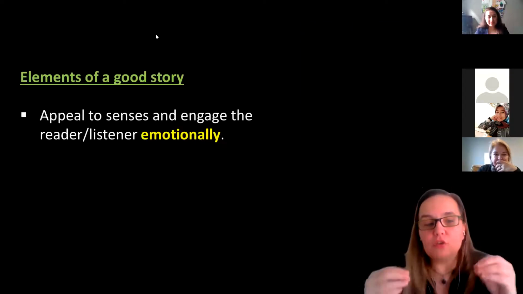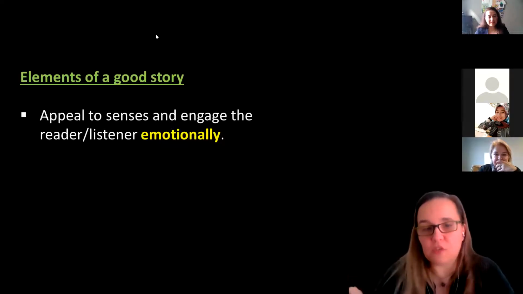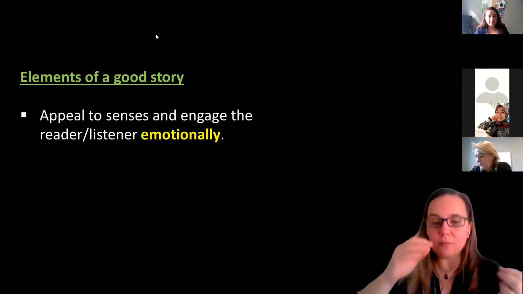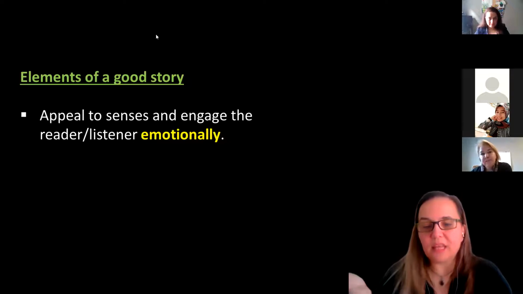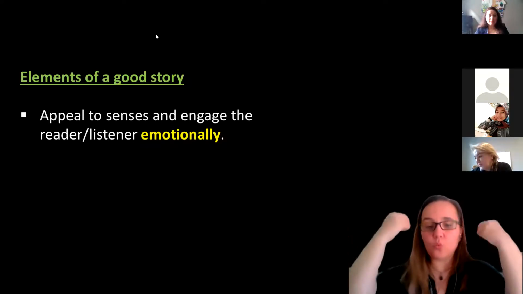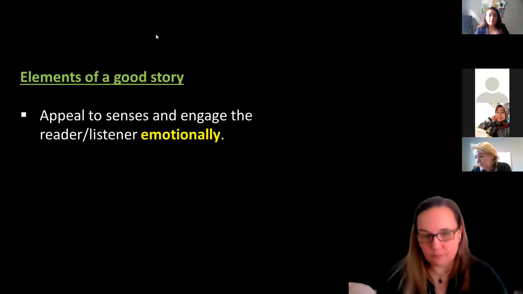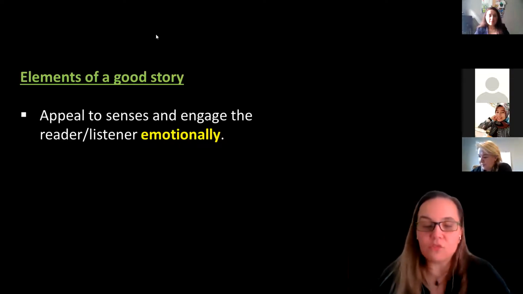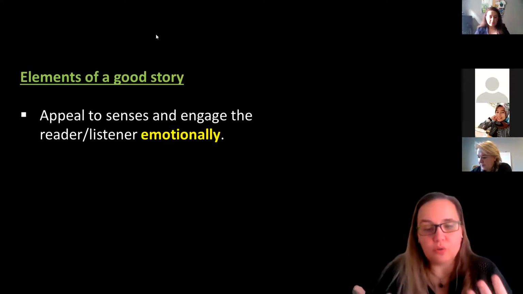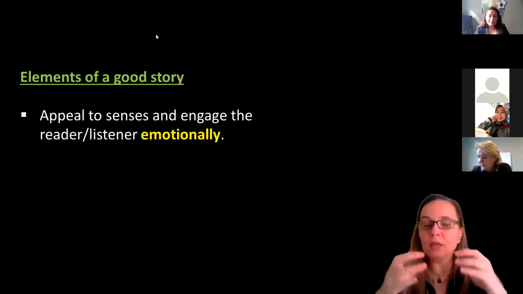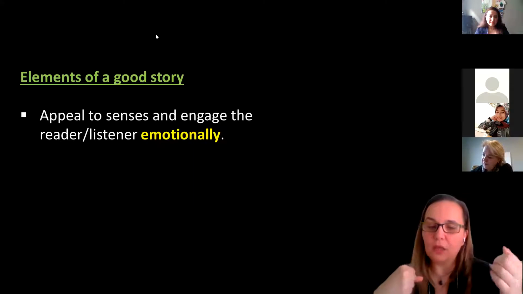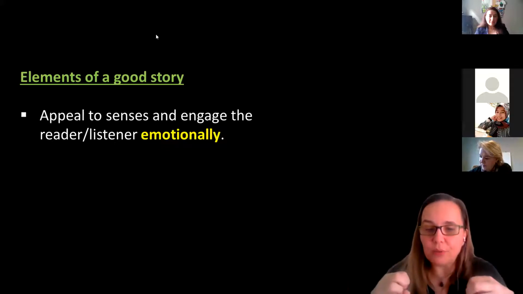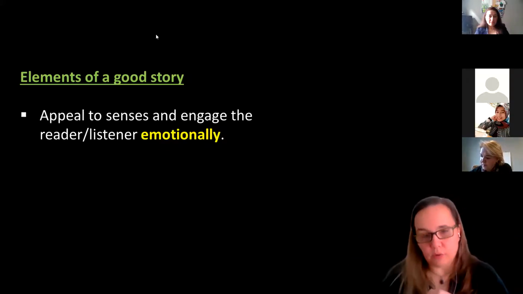Okay, elements of a good story. Now, a story should appeal to senses and engage the reader or the listener emotionally. Now, the world is out there, and how do we internalize? How do we put the world in us? By our senses. Yes, we see the world, we hear the world, we touch the world, we taste the world, we smell it, we feel it, etc. So we internalize everything with our five senses. Our five senses are the only means that help us connect with the world around us.